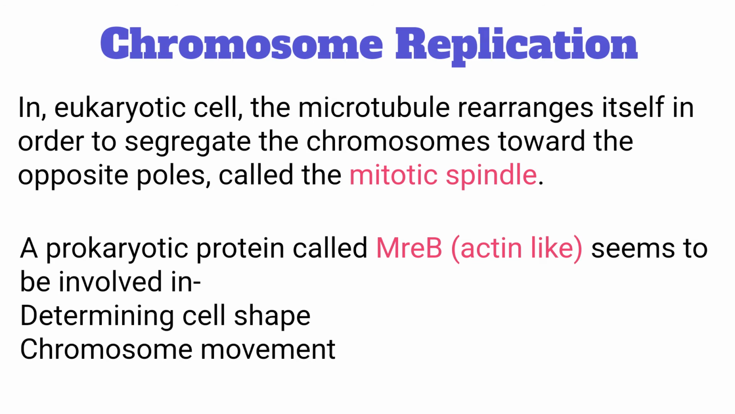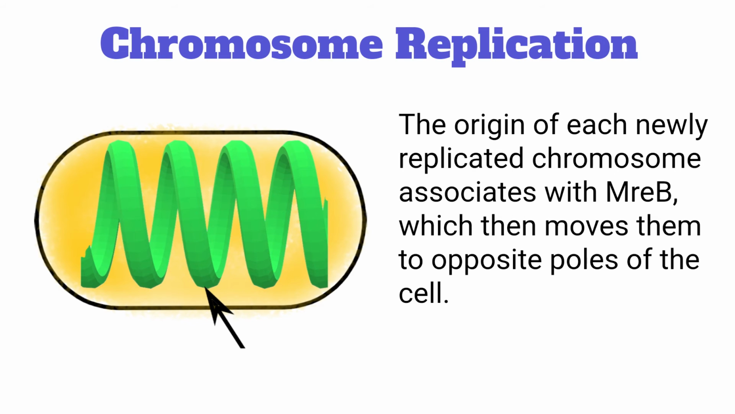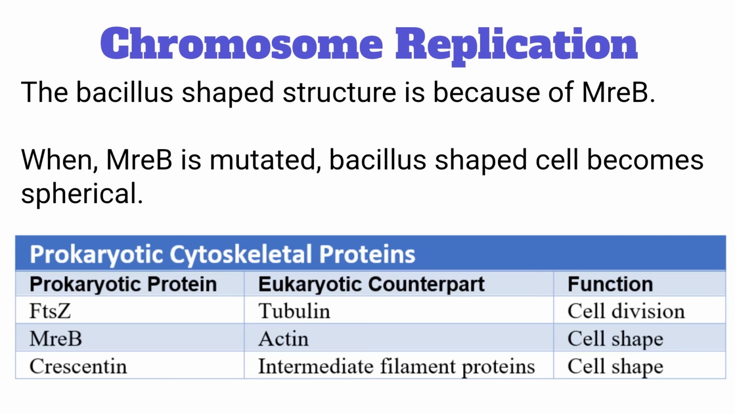A protein called MreB, which is similar to eukaryotic actin, seems to be involved in several processes, including determining the cell shape, chromosome movement, etc. MreB polymerizes to form a spiral around the inside periphery of the cell, and the origin of each newly replicated chromosome associates with MreB, which then moves them to opposite poles of the cell. If MreB is mutated so that it can no longer hydrolyze ATP, its source of energy, chromosomes fail to segregate properly. Not only that, if MreB is mutated, bacillus-shaped cell becomes spherical. The rod-shaped structure of bacillus is actually governed by MreB protein.